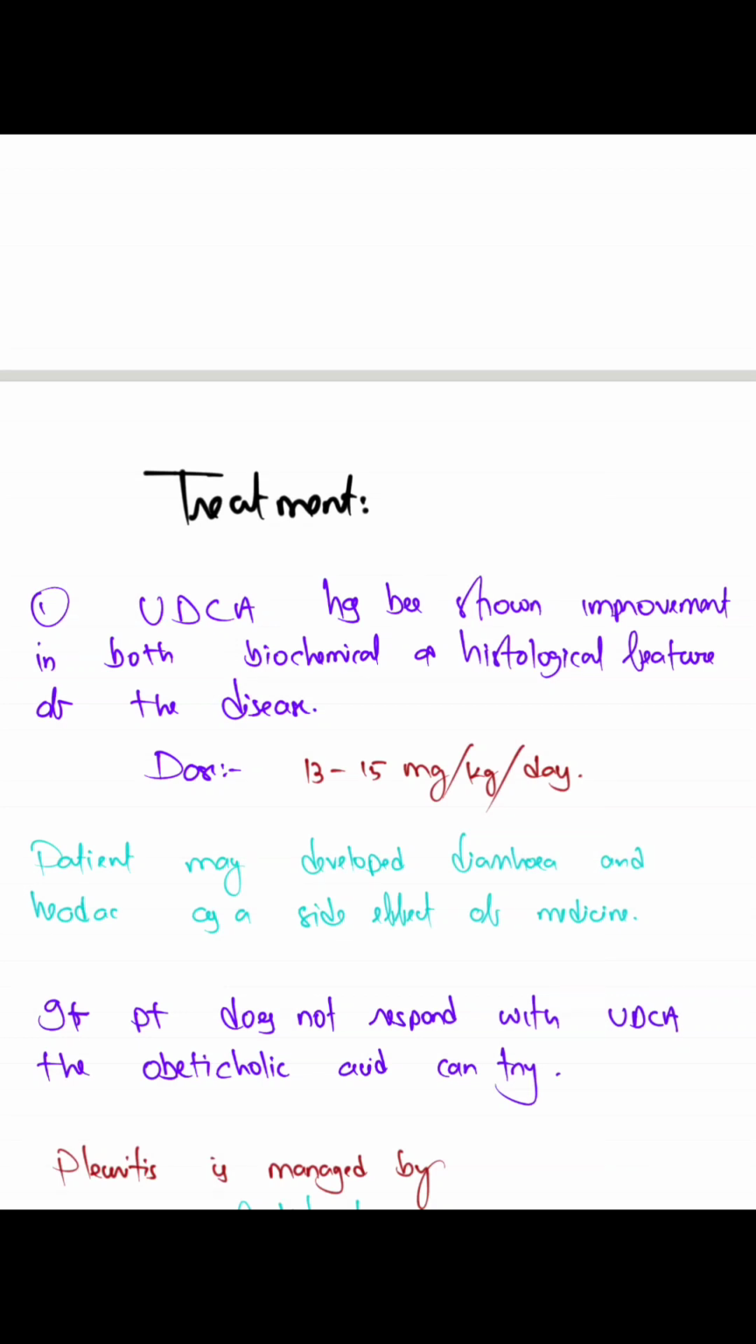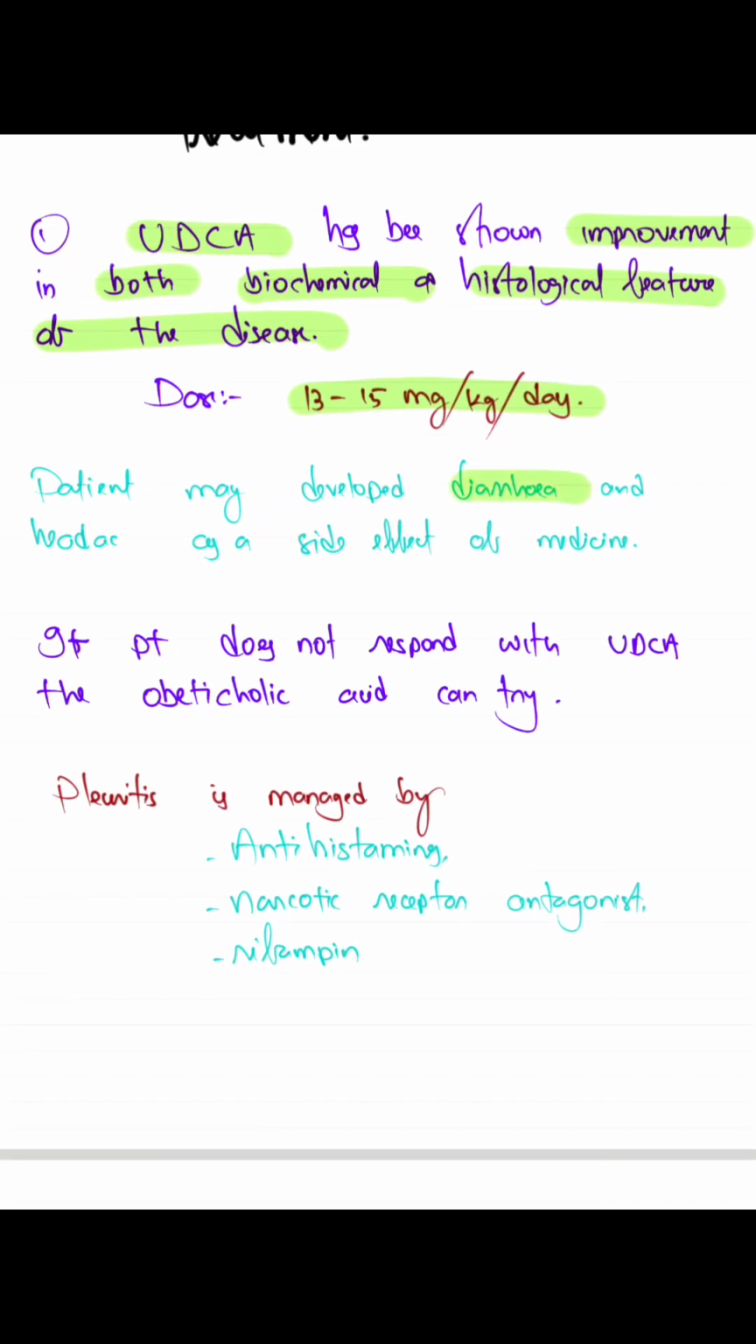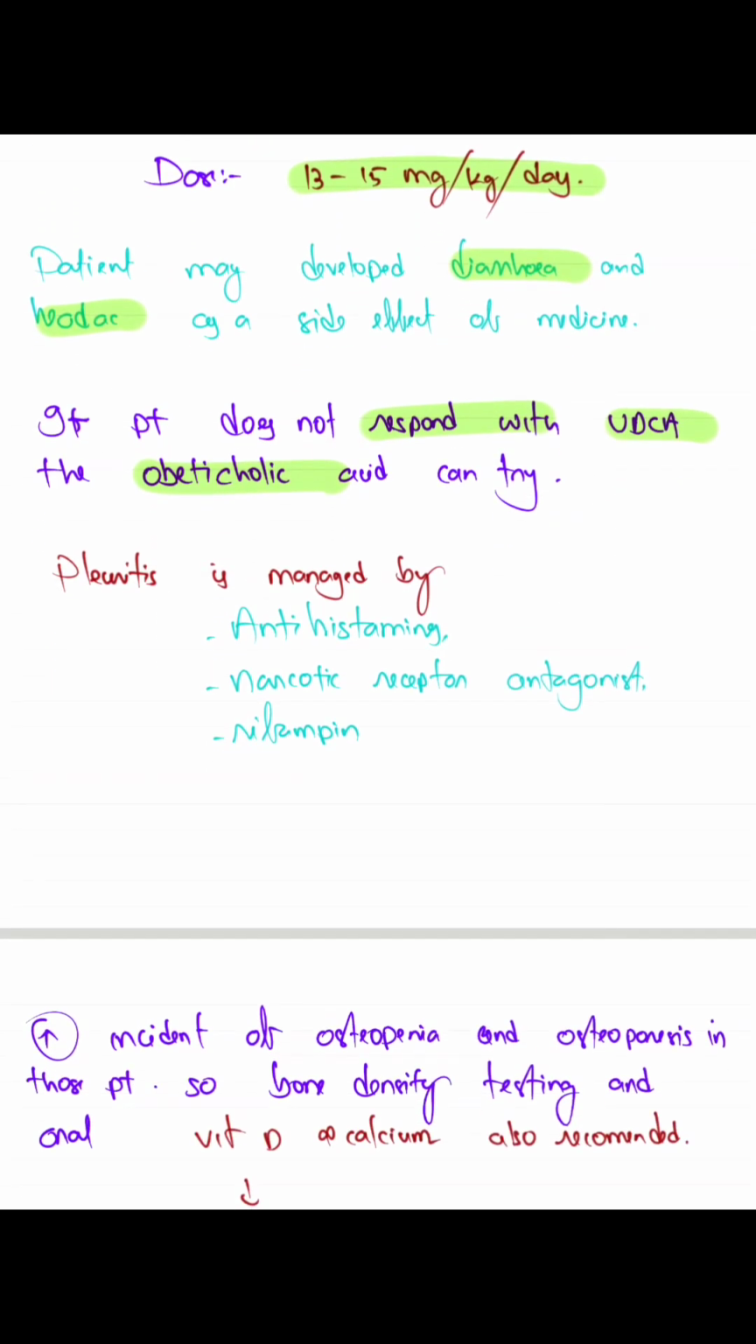The treatment includes ursodeoxycholic acid, which is given at a rate of 13 to 15 mg per kg per day, which shows improvement in both biochemical and histological features of the disease. Some patients may develop diarrhea and headache as a side effect of ursodeoxycholic acid. But if the patient does not respond to ursodeoxycholic acid, then we may try obeticholic acid. The pruritus is managed by antihistaminic agents, opioid receptor antagonists, and rifampicin.